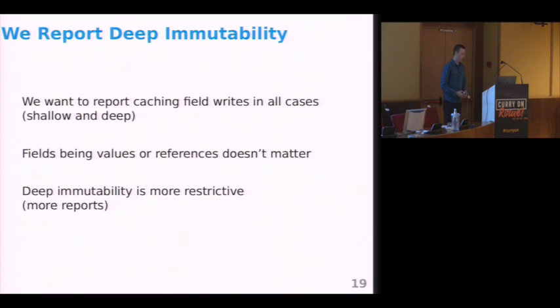Well, we want to see the caching writes in both these cases, so we want to see any deep violations as well. We don't care if the fields are references or values. It doesn't really matter to us. We get this more restrictive deep immutability, so we see more reports, and we're allowed to see what developers are actually doing.